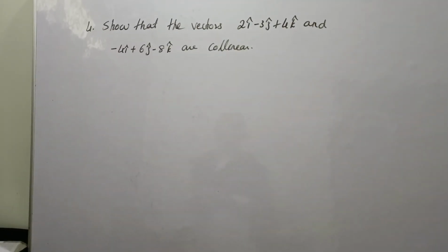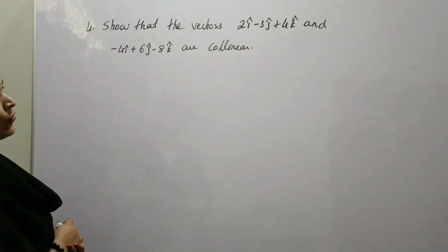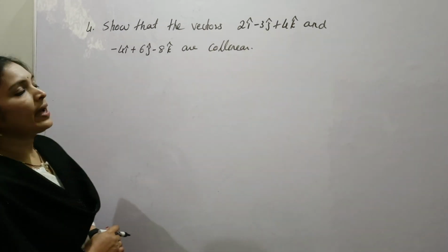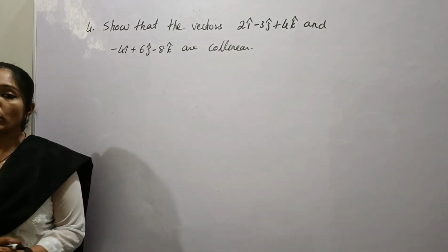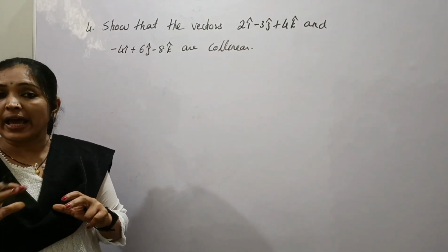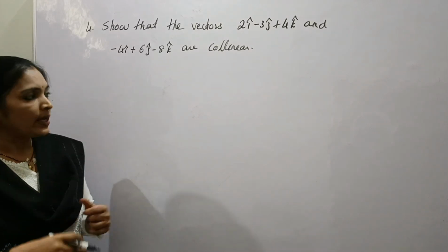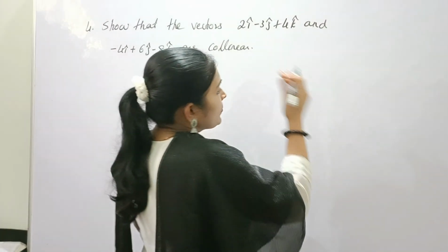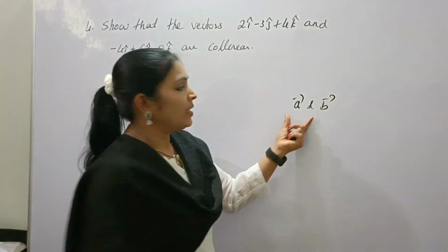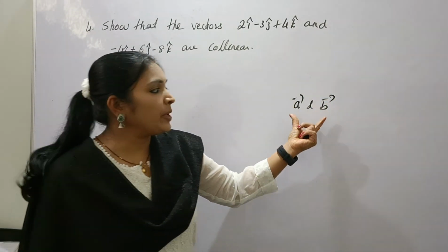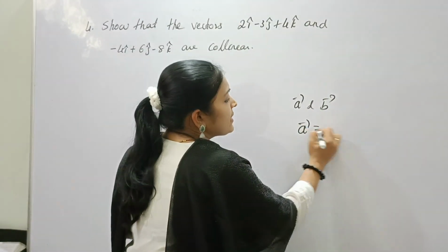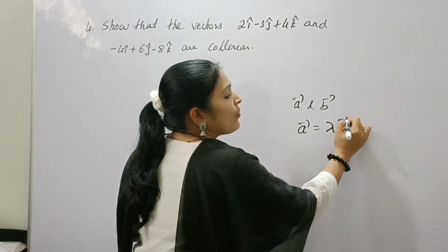Show that the vectors 2i minus 3j plus 4k and minus 4i plus 6j minus 8k are collinear. We know that two vectors are collinear if they are parallel to the same line. Otherwise, we can say vector A and vector B are said to be collinear vectors, then vector A is equal to a scalar multiple of vector B.